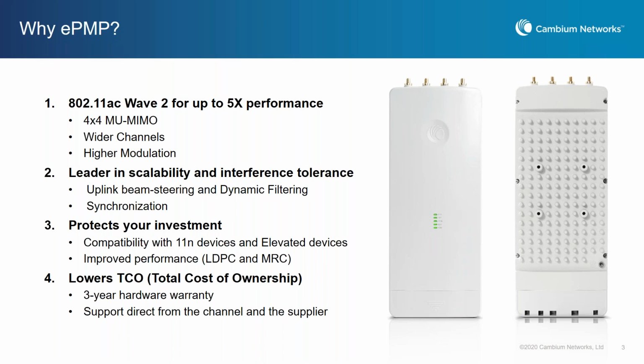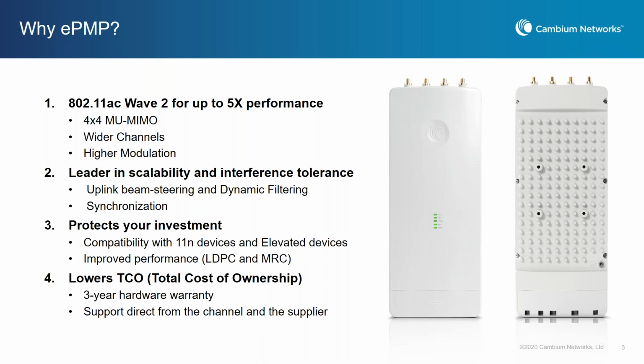We also, with EPP, bring along the scalability and interference tolerance. So again, as you're looking to expand a network, the benefits are I can put more subscribers on a single tower on a single channel by increasing the scalability. And that comes from a few features: the uplink beam steering capability, dynamic filtering, which is some built-in hardware filtering, and then sort of a hallmark of all of Cambium's point-to-multipoint products is the ability to synchronize access points so that multiple access points on the same tower do not self-interfere.